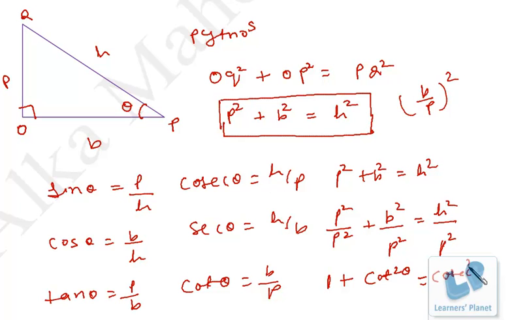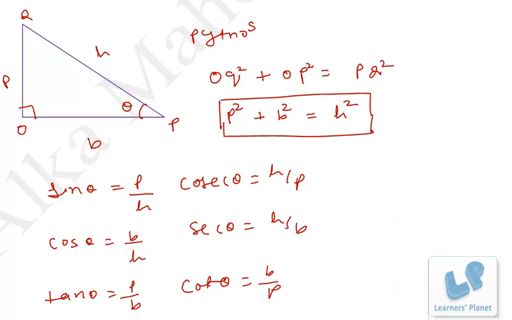So this is the one relationship that we are getting over here. That's 1 plus cot square theta is equal to cosec square theta. So we got the relationship between two trigonometric ratios, that is cot theta and cosec theta, how they are related to each other, right? So this is an important derivation that you have to keep in your mind, right? Similarly, we can derive the other formula also. Just wait a moment.